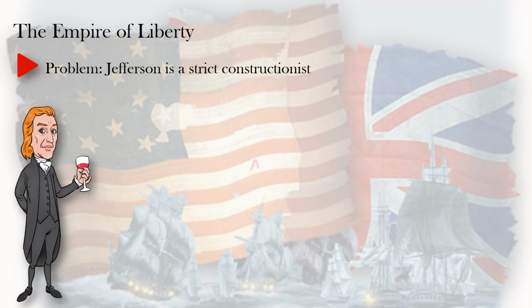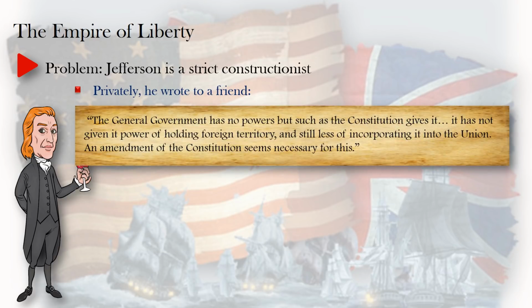Well, here's Jefferson's problem. He's a strict constructionist, believing that neither the legislative nor the executive can take action unless the Constitution expressly gives them permission. And privately, he wrote just as much to a friend. He said, the general government has no powers, but such as the Constitution gives it. It has not given it the power of holding foreign territory, and still less incorporating it into the Union.